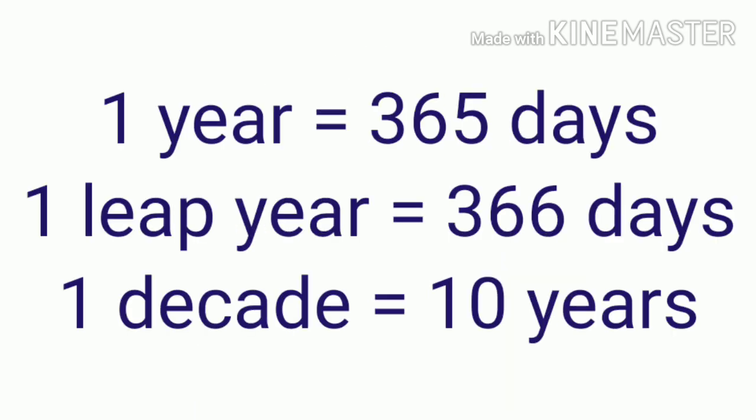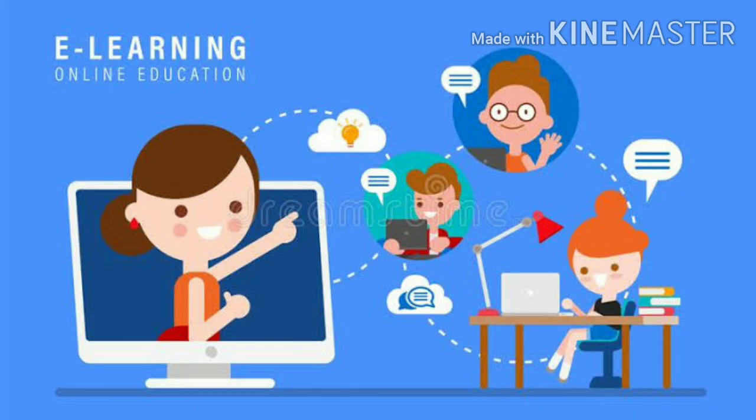Also note down 1 year is equal to 365 days, 1 leap year is equal to 366 days, and 1 decade is equal to 10 years. In the next session, we will discuss conversion of one unit of time to another unit.